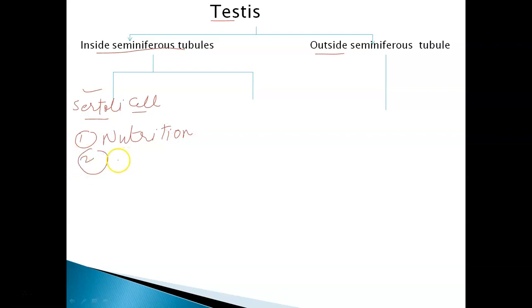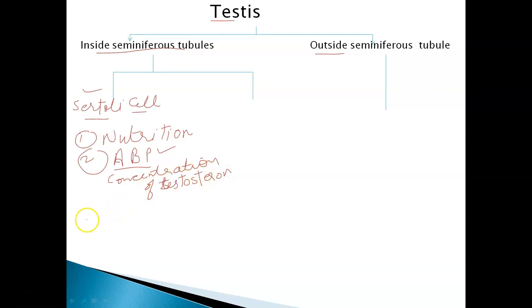Second one, it secretes androgen binding protein, ABP. I told you that the sperms get maturation in the seminiferous tubules. Outside the seminiferous tubules is the epididymis. So due to the influence of androgen, the important androgen is testosterone. So androgen binding protein has the function of concentration of testosterone, which is the male reproductive hormone. Very important cell.